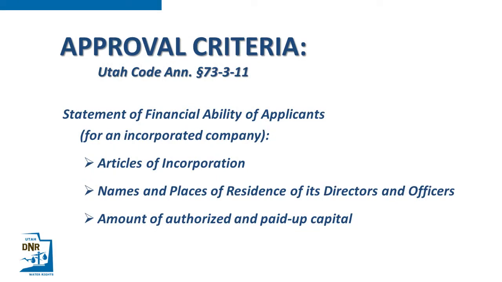Within Section 73-3-11, there are some suggestions of items to include in the Statement of Financial Ability on an application. This could include providing the articles of incorporation, the names and places of the board of directors, and the capital that is committed to the project.